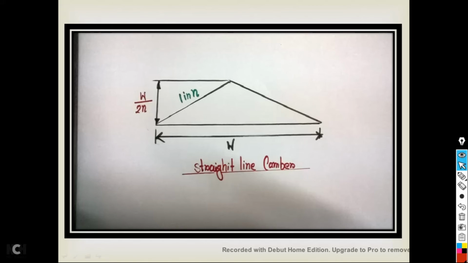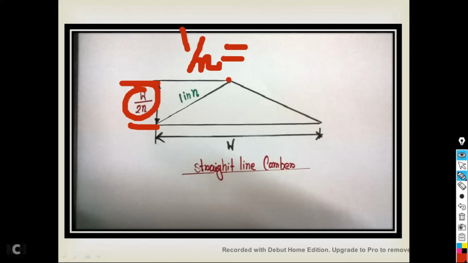Okay, and we can say that the distance from ground to crown is defined as W/2n. Here 1 by n is also defined as the slope. In the previous case also 1 by n is termed as slope, and here also W is the width of the road.